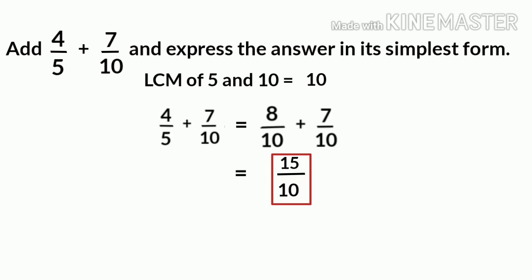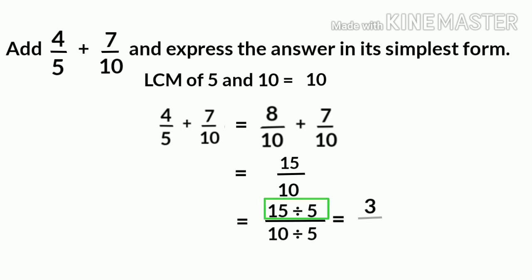So now what we have to do is we have to express this fraction in its simplest form. And to express 15 by 10 in its simplest form, we will divide both 15 and 10 by its highest common factor 5. 15 divided by 5 is 3 and 10 divided by 5 is 2. So the simplest form of this fraction is 3 by 2. But if we observe the fraction, we can say that the numerator of the fraction is greater than the denominator. That means it is an improper fraction. So what do we have to do in that case?